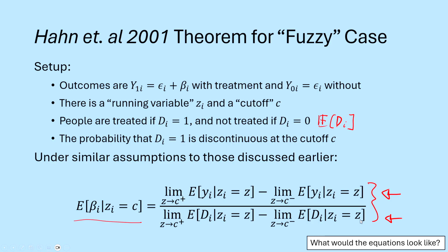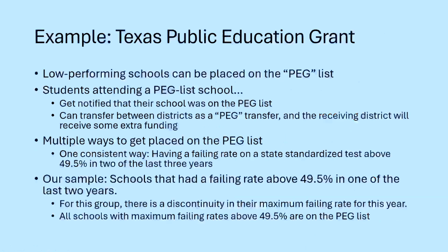So let's head on back. This time, I'm going to give an example from my own research. And this research is still in process, so the results are likely to change. But it's a good way of explaining a case where you might see the fuzzy regression discontinuity applying in the real world. So our example has to do with the Texas Public Education Grant.